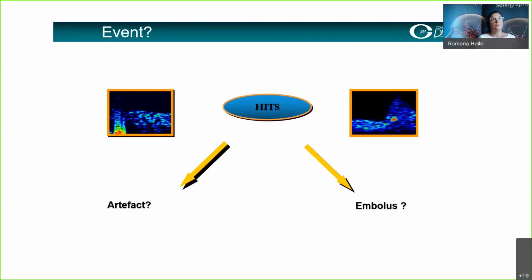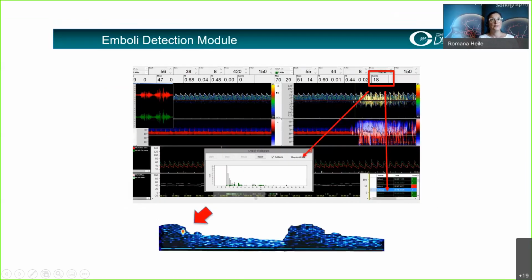So looking at our software, we will detect events or hits. The software then differentiates between real emboli and artifacts. When we look at the emboli detection module of the QL software, we have the monitoring user interface. We have the right channel, the left channel, the Doppler parameters, and our indices.